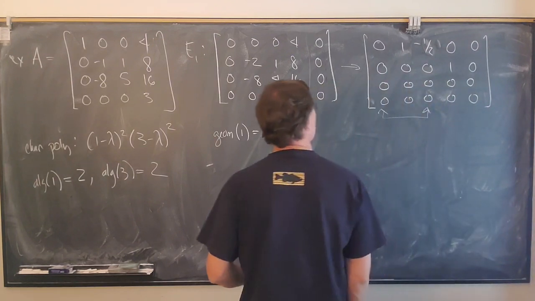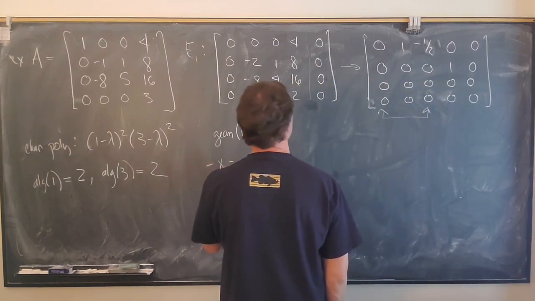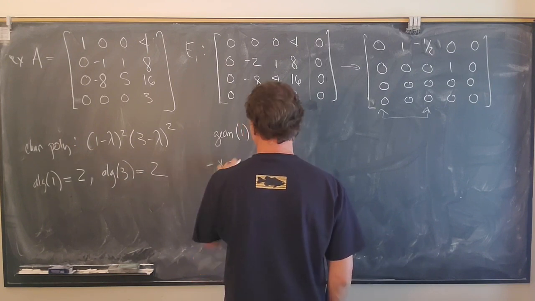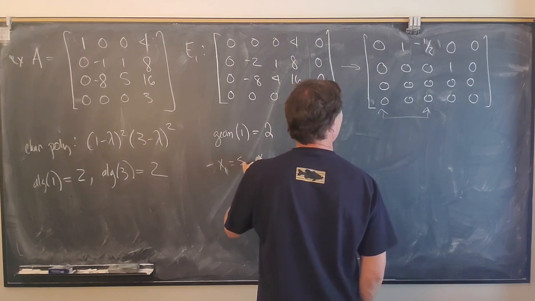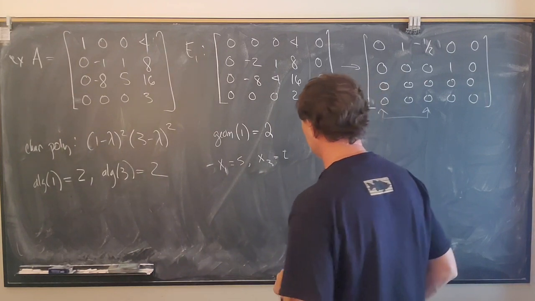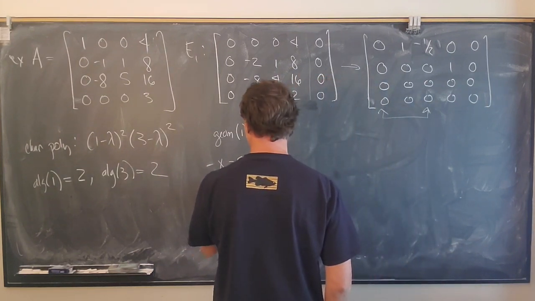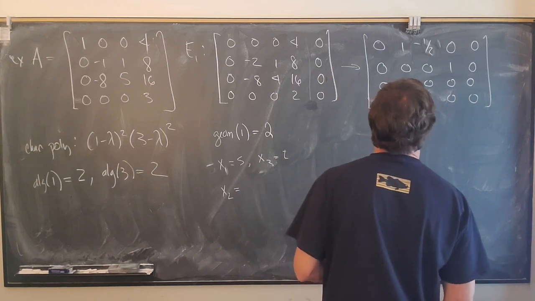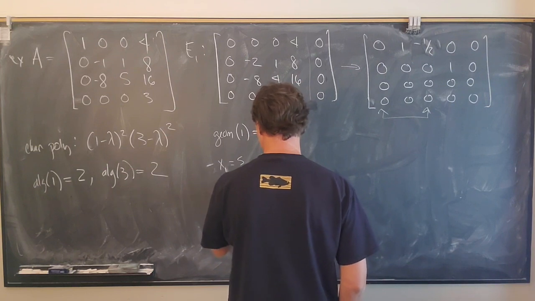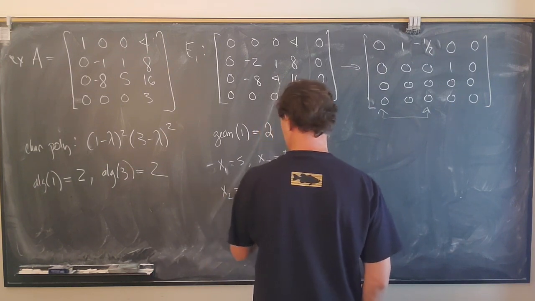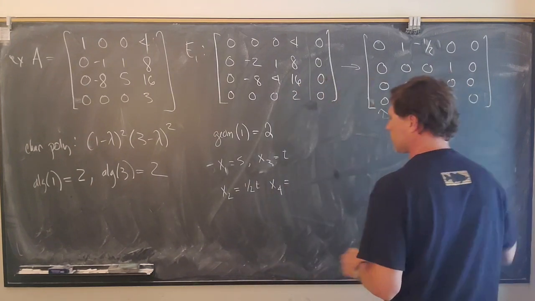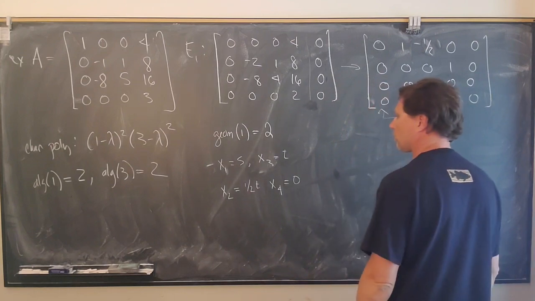So let's see, x1 is free, so x1 equals s, and who else is free? x3 is free, so let's call that t. So then x2 is equal to 1/2 t. And who else? x4 has to be 0.